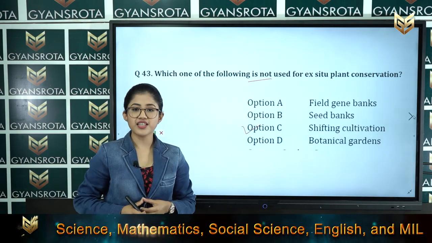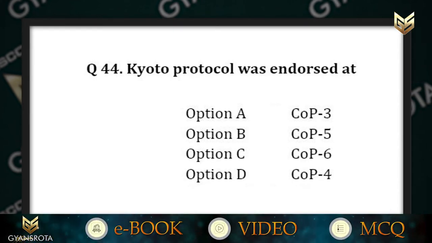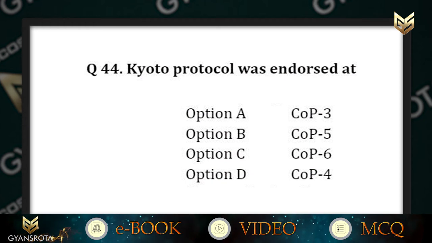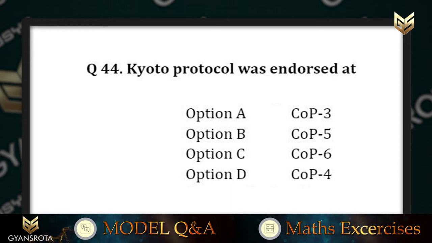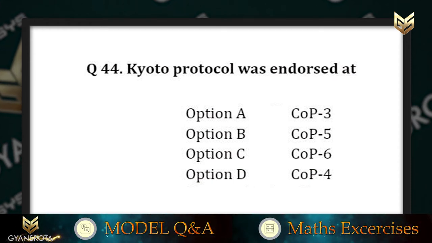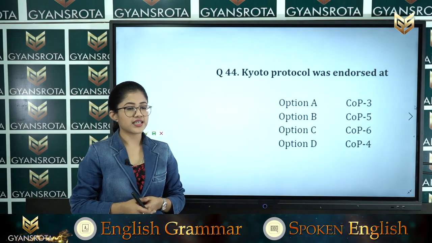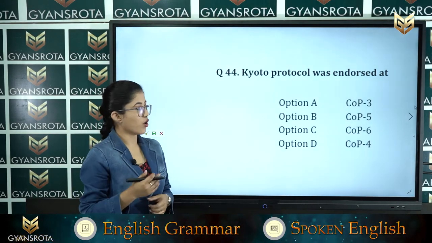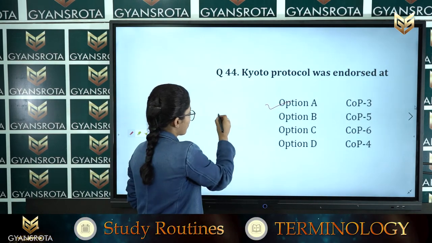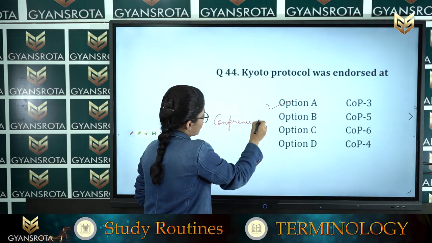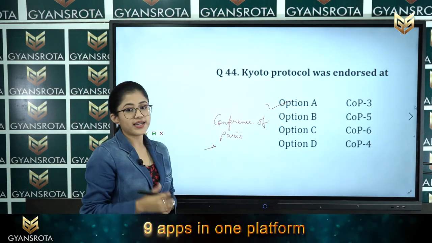Now let's see the next question, that is question number 44. Kyoto Protocol was endorsed by option A, COP 3, option B, COP 5, option C, COP 6, option D, COP 4. So what is the correct answer? So student, the correct answer is option A, that is COP 3, COP meaning Conference of Parties. So the Conference of Parties endorsed it at COP 3.